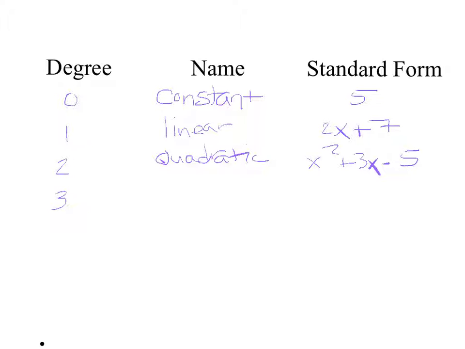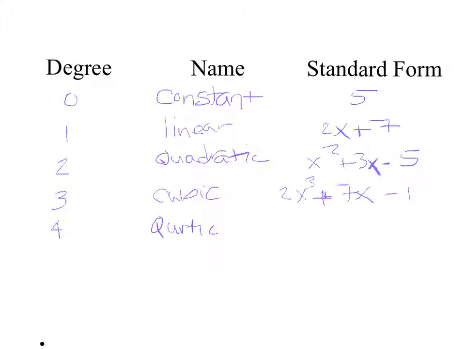A degree 3 polynomial would be considered a cubic polynomial. An example would be, let's say, 2x cubed plus 7x minus 1. Here you'll notice I skipped x squared. There is no x squared in this polynomial, but it's still going down by degrees. So we start with our biggest exponent of 3. So this is a degree 3 polynomial. And we can keep on going. A degree 4 is called a quartic.